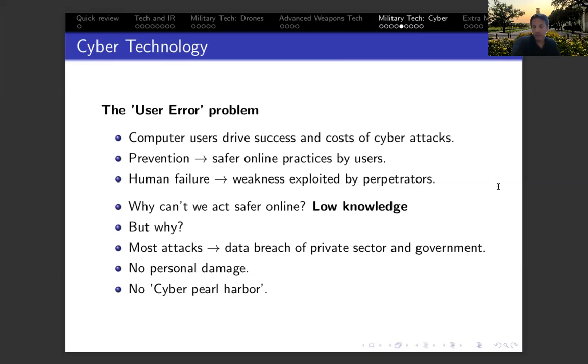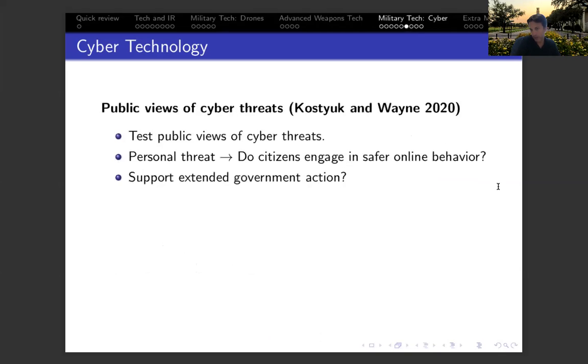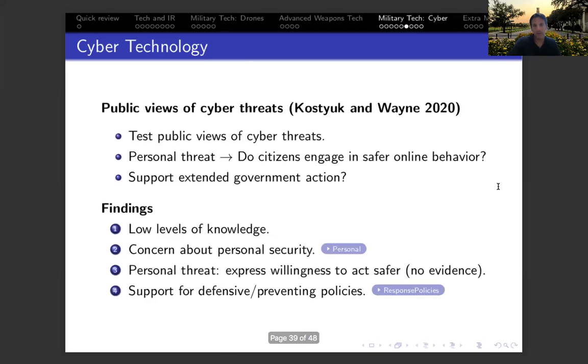So, to explore these arguments a little bit more deeply, I want to talk about this research by Kostyuk and Wayne, which came out a couple of months ago. They test public views of cyber threat using survey experiments. They also focus on the idea of a personal threat. The fact that you may be the victim of a cyber attack by any kind of organization is more likely to lead you to alter your behavior and to act in a safer way. And they also account for different types of potential government actions in response to that.